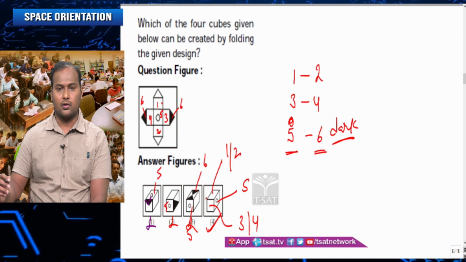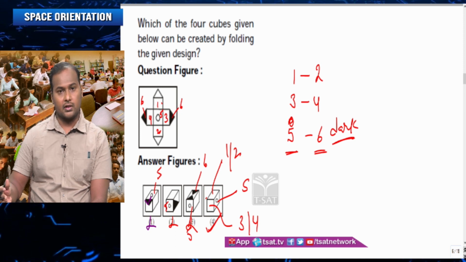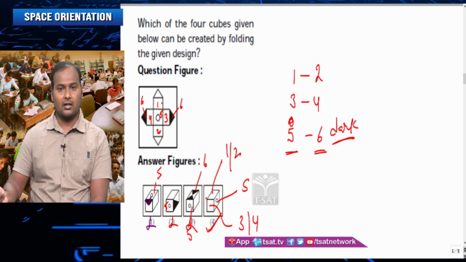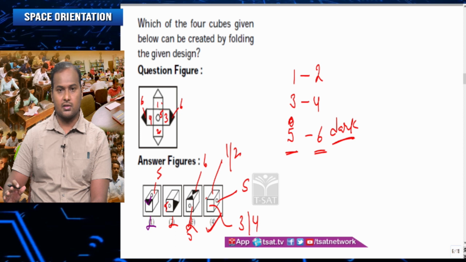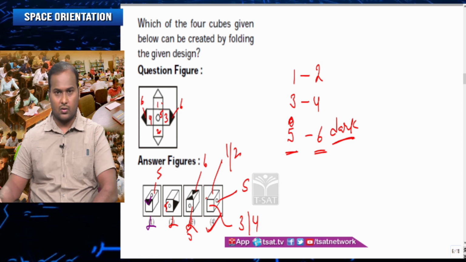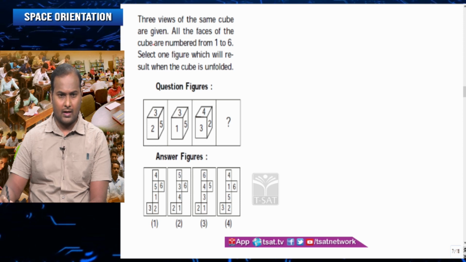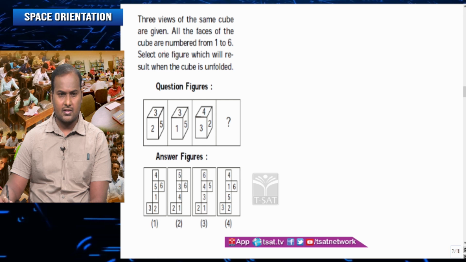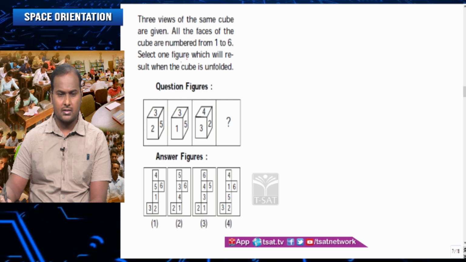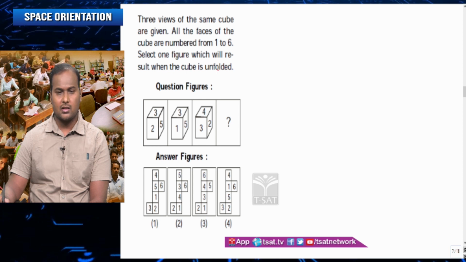So here also you should find out the opposites. Once you find out the opposite, if one face is visible, exactly the opposite face is not visible for us. Based on this logic, we try to solve this kind of questions. In this question, 3 views of the same cube are given. All the faces of the cube are numbered from 1 to 6. Select one figure which will result when the cube is unfolded.